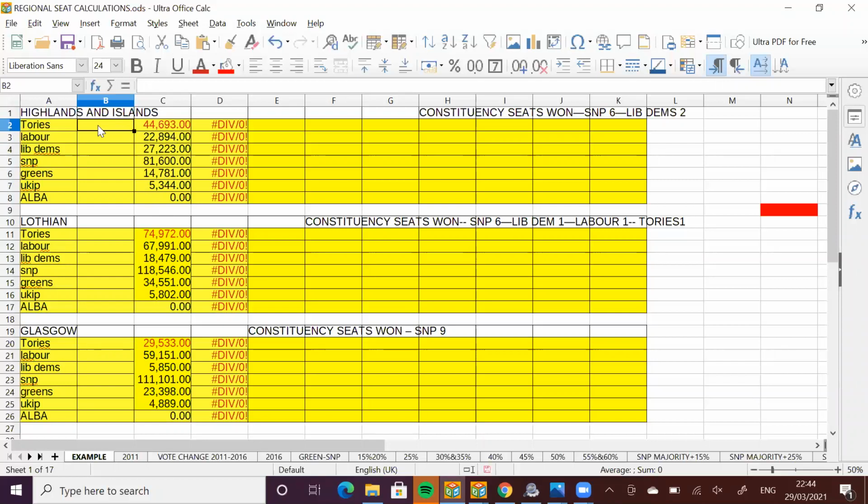So as we said, each party is divided by 1, apart from the parties that won seats. So the Lib Dems won 2 seats, so that's 2 plus 1, 3. SNP 6 seats, so 6 plus 1, 7, and the rest 1. So then the first regional seat goes to the one with the most votes after all the votes are divided, which would be the Tories.